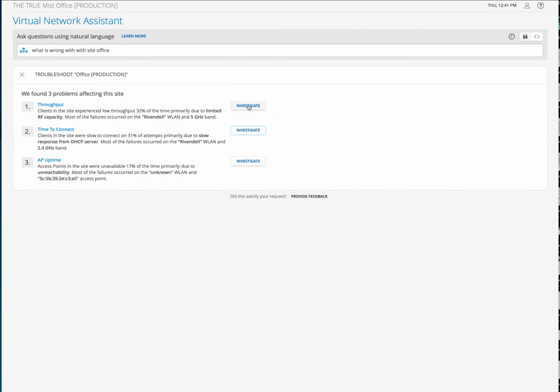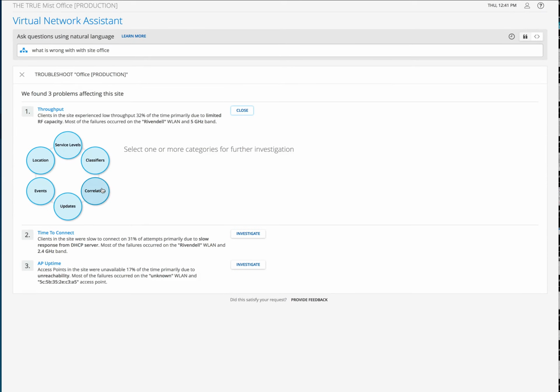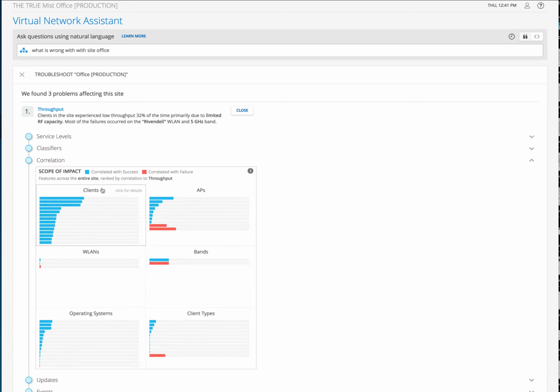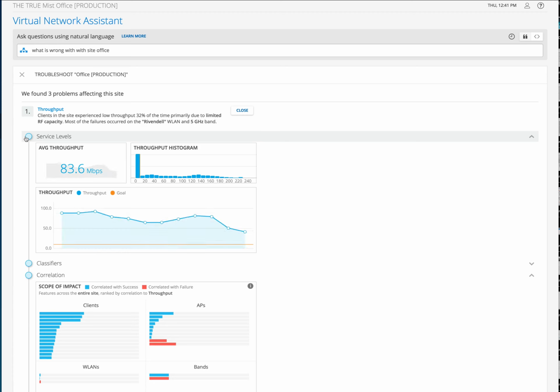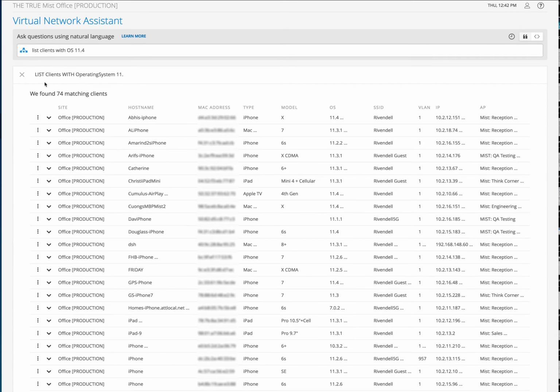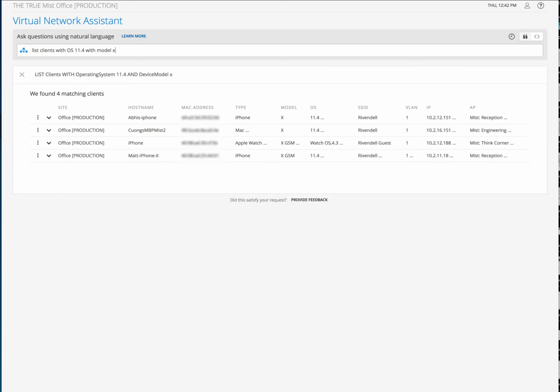Let's now take a look at our office site, where throughput has been identified as being the biggest problem. As we look, there seems to be two APs that are a major source of the problem, as well as 2.4 gig, which is, of course, no surprise. Now let's take a look at the service levels, and it makes some sense that the throughput available would drop as people arrive in the office during the course of the day. Now let's see the clients running iOS 11.4, which was recently released. A good amount. How about 11.4 running on the iPhone X?